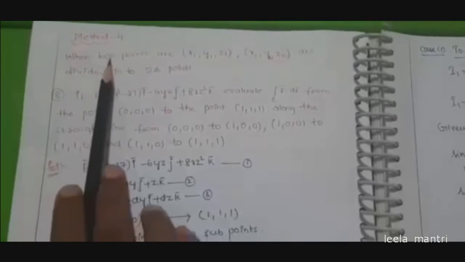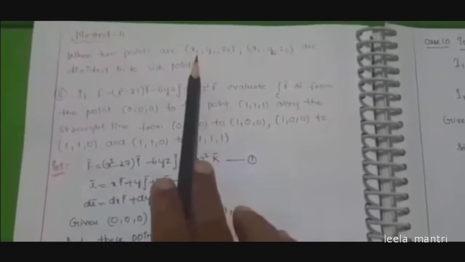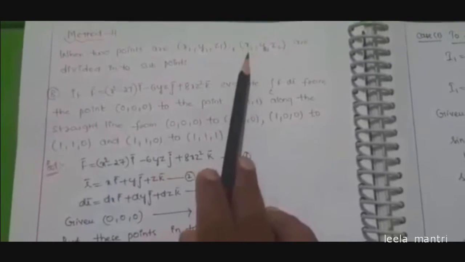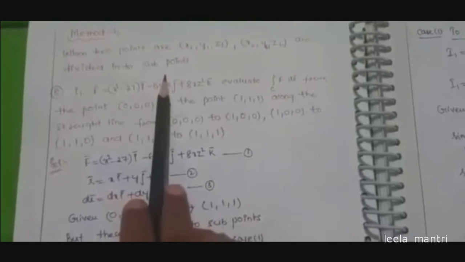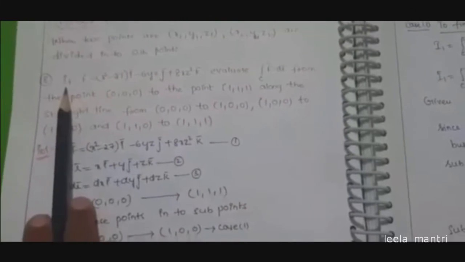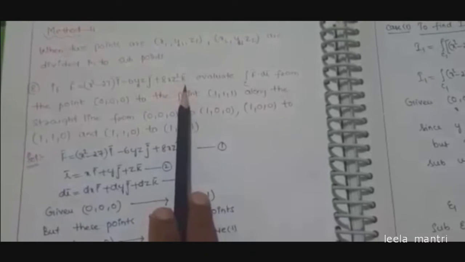We are going to discuss method 4. In this particular case, we are going to discuss that when the points x1, y1, z1 and x2, y2, z2 are divided into subpoints. So here we are having the problem: if f bar is equal to (x square minus 27) i bar minus 6yz j bar plus 8xz square k bar.